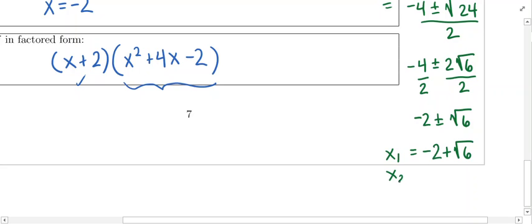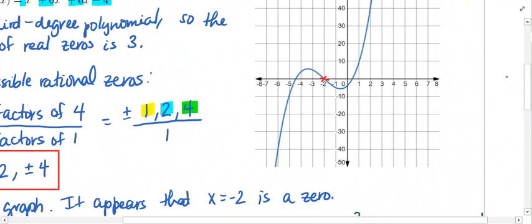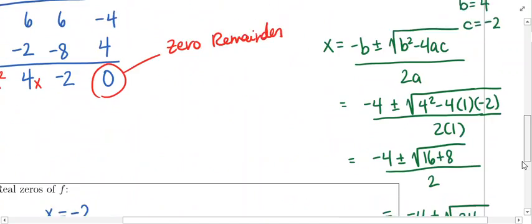And then the other one is going to be -2 minus the square root of 6. If you pop these numbers in the calculator and look at their decimal approximations, they should match up with these other two zeros that we see in the picture. So let's check it out.